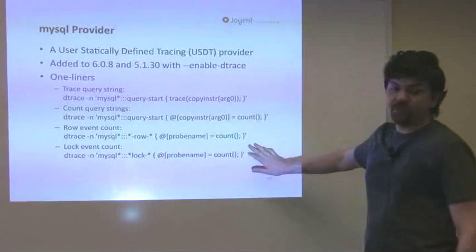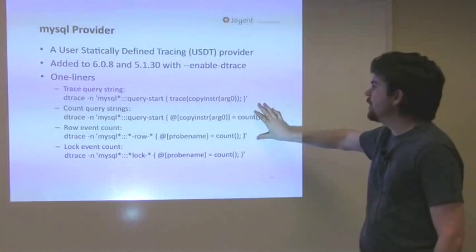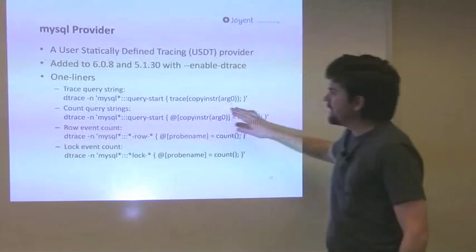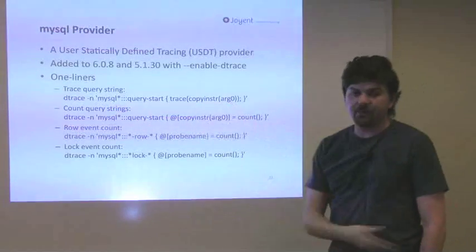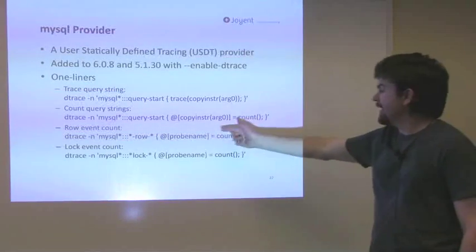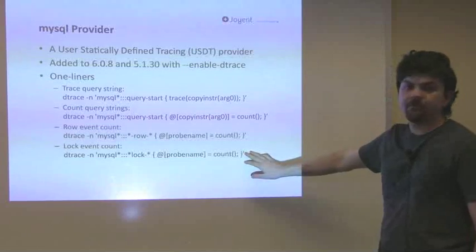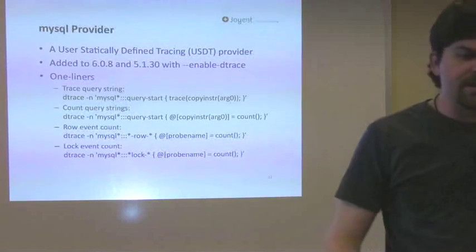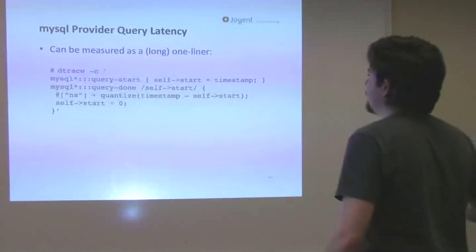You can do some magic things with one-liners, and of course that's how it's been designed to work. For example, I can run dtrace -n. This probe is MySQL query start, and I can print out the query strings. I can frequency count the queries. I can do row event counts, lock event information. So you can come up with some neat one-liners. And when you write scripts, they don't get too long either.